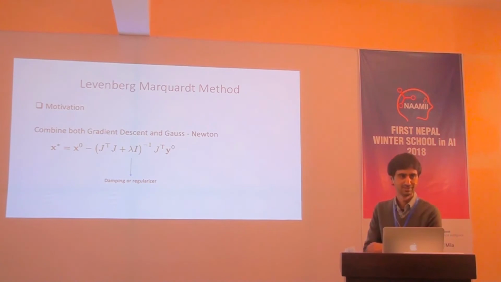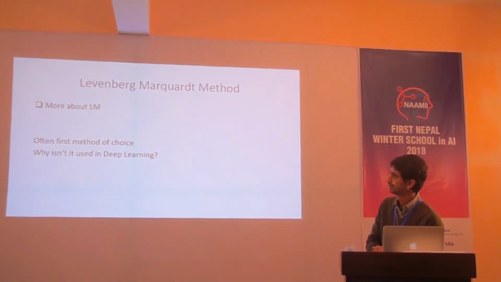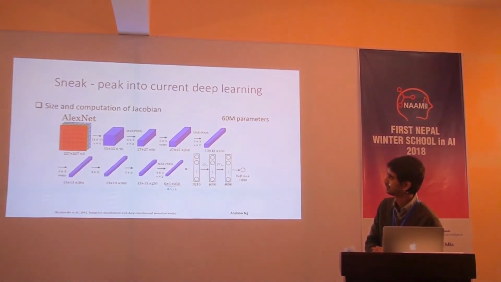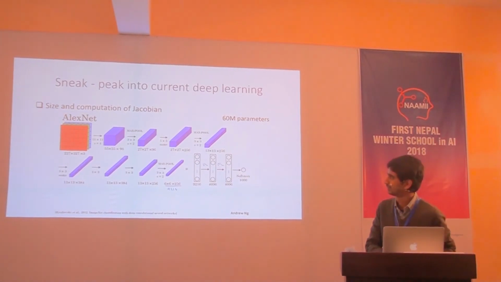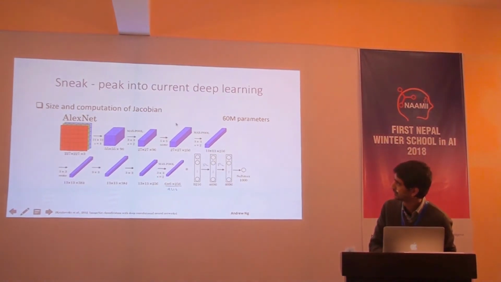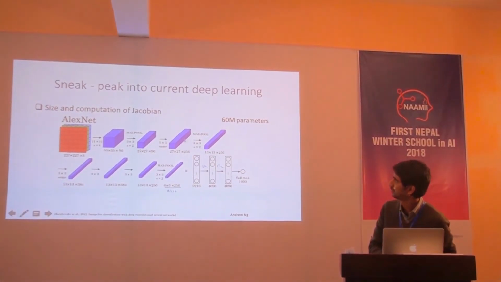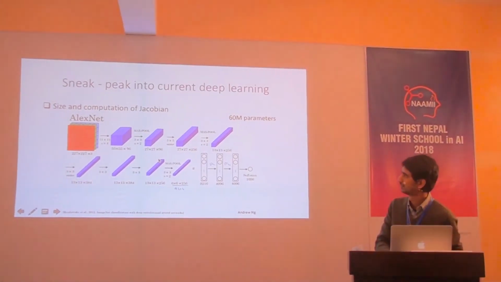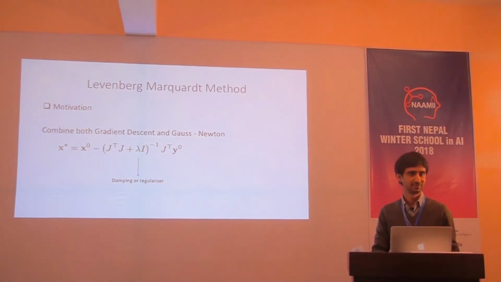Yeah, so let's go to why isn't it used in deep learning? Let's go to AlexNet. This is not a big network by any measure, right? It was one of the first deep networks using a convolutional neural network in 2012. It has 60 million parameters, which is the size of X. X is a 60 million long vector. So imagine optimizing that with gradient descent, you have a Jacobian that's 60 million.